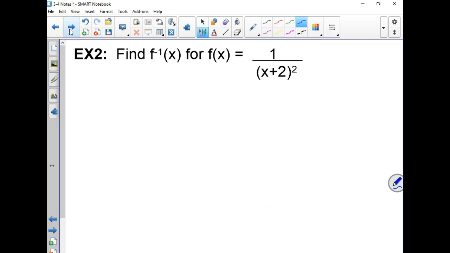Okay, so for example 2, we've got f inverse for f of x equals 1 over x plus 2 squared. So what we'll do here, we're going to think of that f of x as a y right there. And we've got to switch where they're at. So x equals 1 over y plus 2 squared.